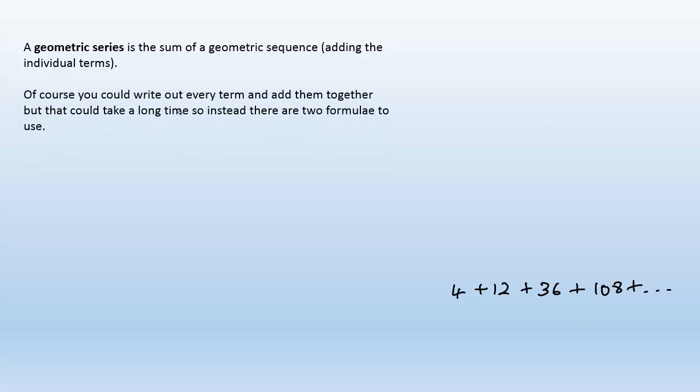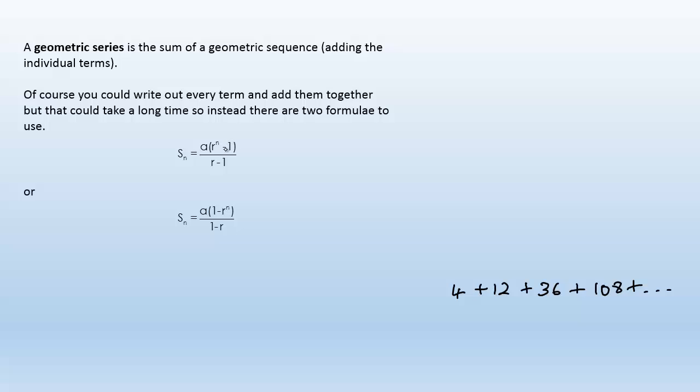Of course you could write out every term and add them together, but that could take a long time. So instead there are two formulae to use. So summing n terms, this is the first term, common ratio to the power n take away 1 over r minus 1, or we've got this one here.